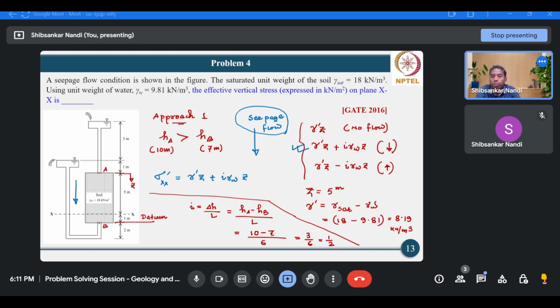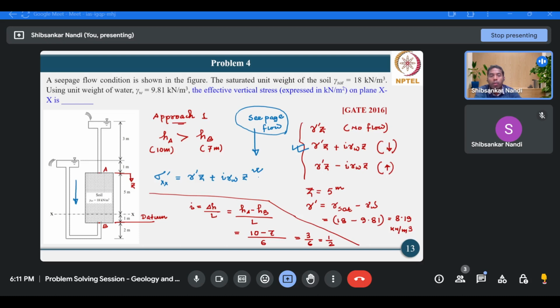And for approach 2, we have to first establish the variation of total head, elevation head, and pressure head throughout the length of the soil sample. That we'll see. Okay, one more thing, if you ask me about this analytical expression, how we have arrived at this expression.